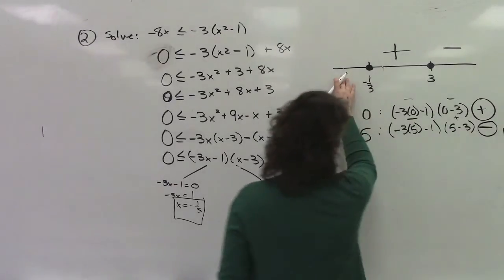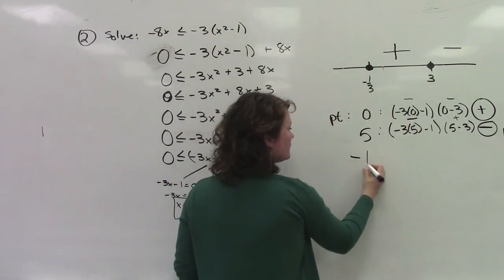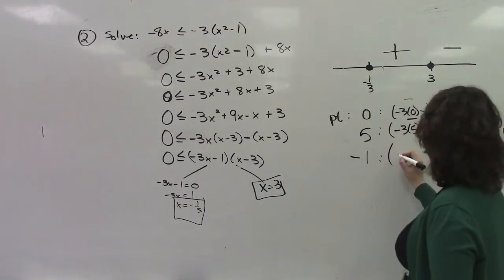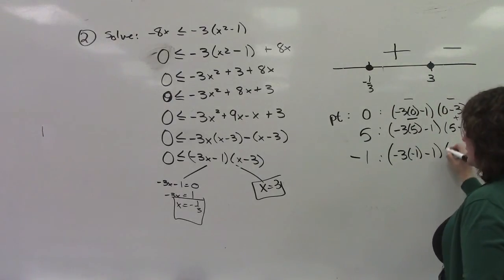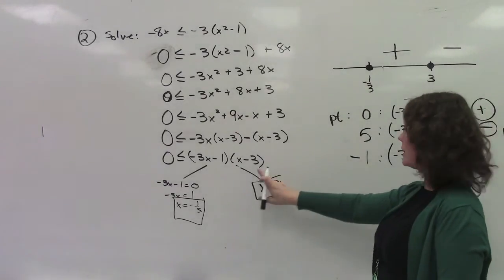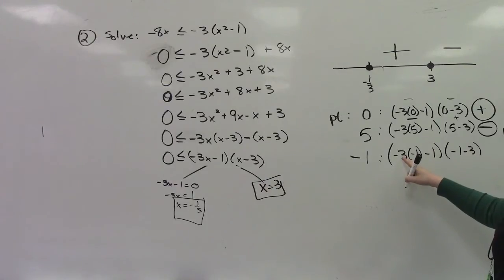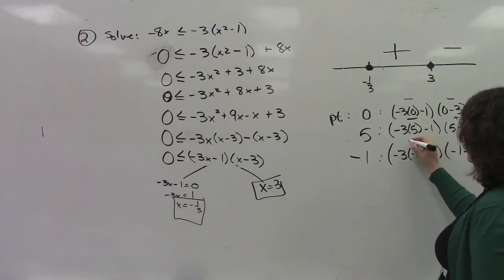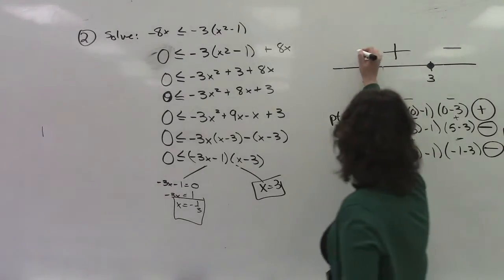This guy right here, I'm going to choose negative 1. So negative 3 times negative 1 minus 1. Negative 1 minus 3. Again, I'm just plunking in for my x values. This guy right here is going to be positive. Positive 3 minus 1 is 2, which is positive. Minus 1 minus 3 is negative. So then the overall sign here is going to be negative.